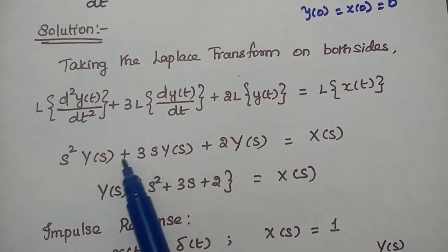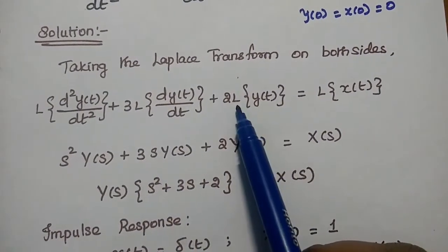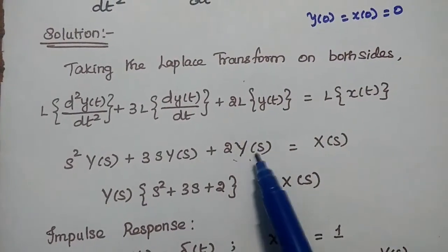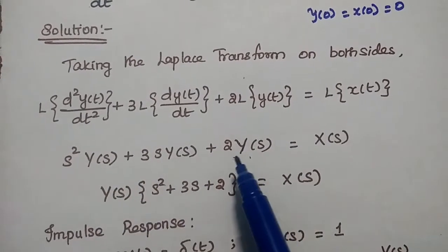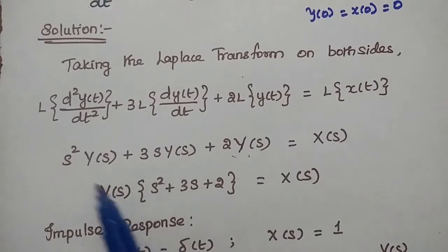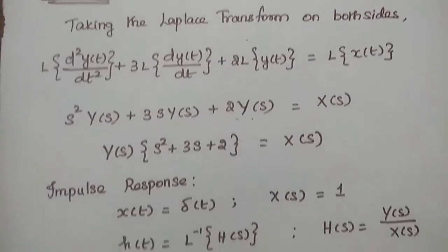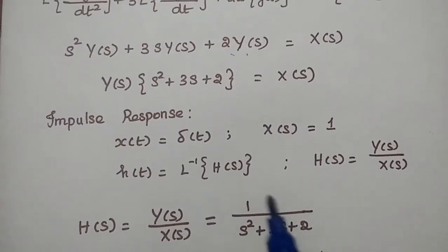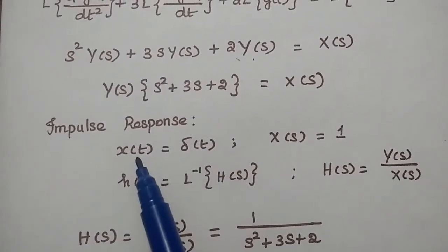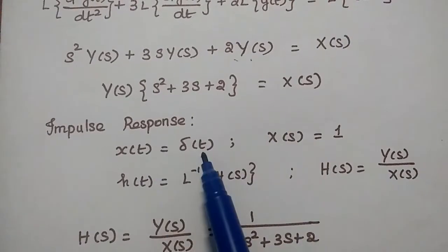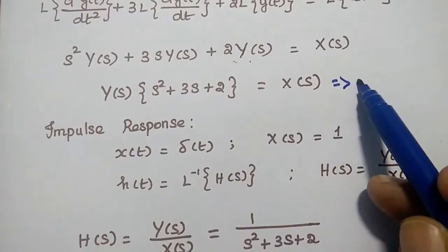So s squared Y of s plus 3 dy of t by dt means s into Y of s plus 2 into the Laplace transform of y of t, which is 2 into Y of s, equal to X of s. In all these terms Y of s is common, so we can take it outside. Y of s times the remaining terms, s squared plus 3s plus 2, is equal to X of s. What is meant by impulse response? Impulse response means the input signal is an impulse signal. So x of t is equal to delta of t, then X of s becomes 1.